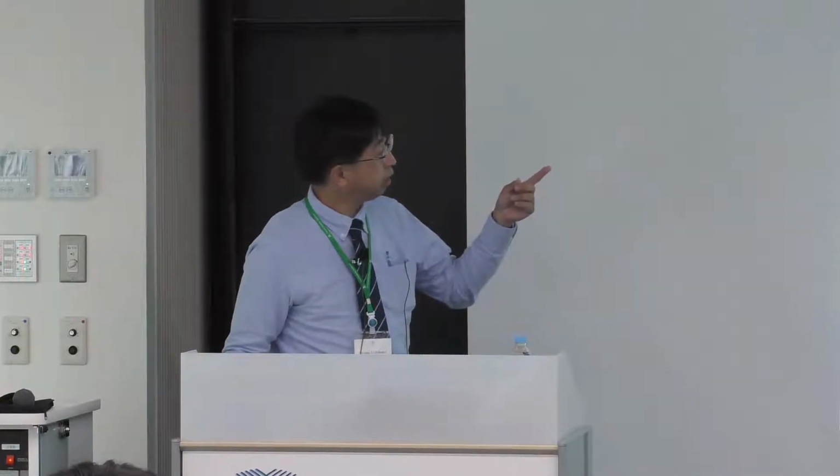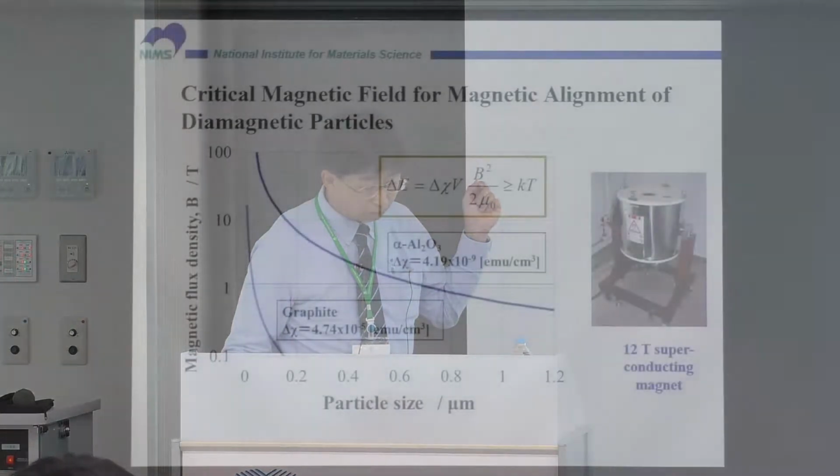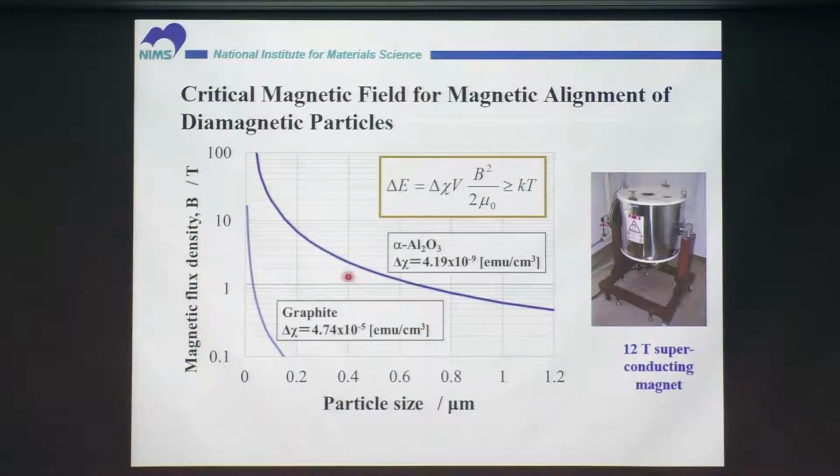In the case of graphite, magnetic anisotropy is relatively high. So we don't need such a high magnetic field. Orientation can be achieved by using just a neodymium magnet. But in most cases, we are applying this technique for ceramics orientation.